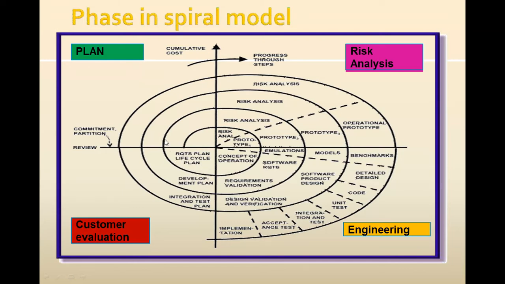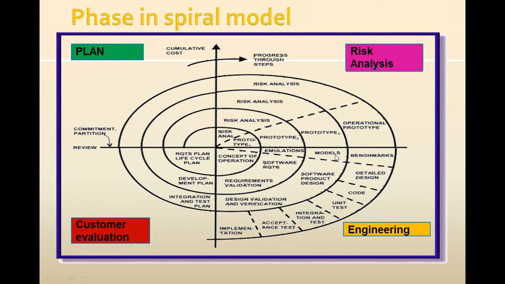Okay, then after that you enter the second spiral. In the second spiral, you see that risk analysis is also there. Then you build a second prototype. After entering the third phase, there are software requirements and requirement validation. Okay, and in the fourth phase, the development plan, then go to the next cycle, then risk analysis, of course, prototype 3 is built again.